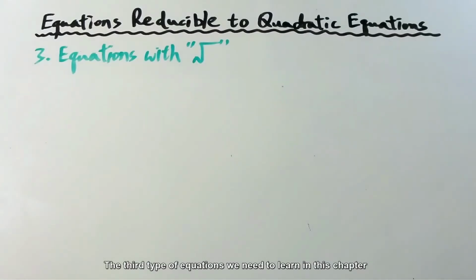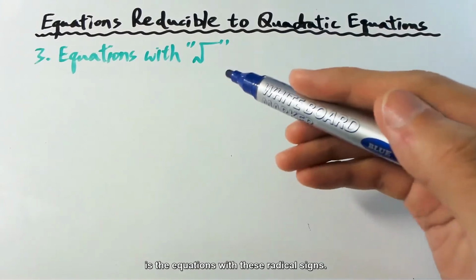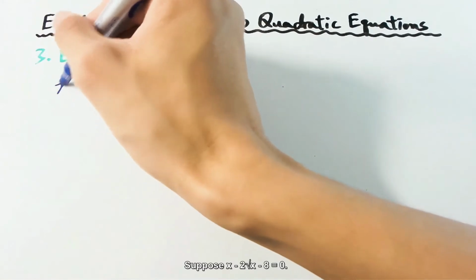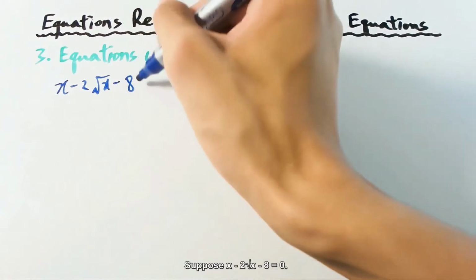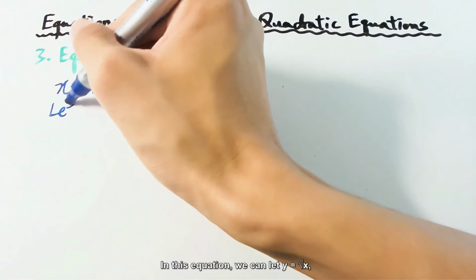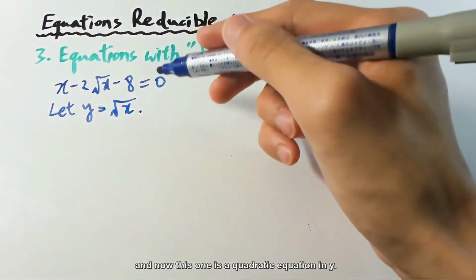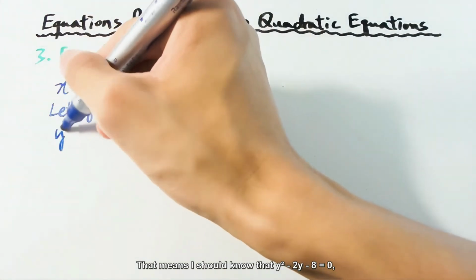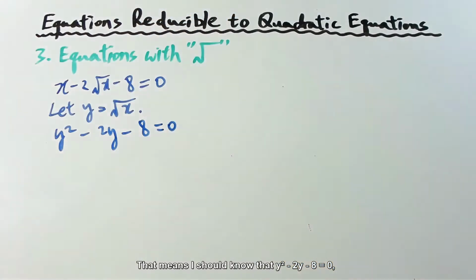The third type of equations we need to learn in this chapter is the equations with these radical signs. For example, let's take a look at this equation. Suppose x minus 2 root x minus 8 is equal to 0. In this equation, we can let y be equal to the square root of x. And now this is a quadratic equation in y. That means y squared minus 2y minus 8 is equal to 0.